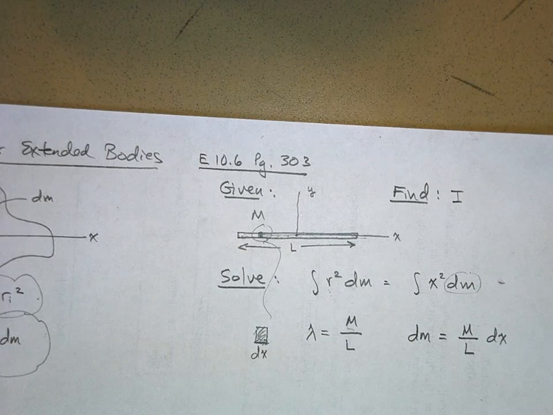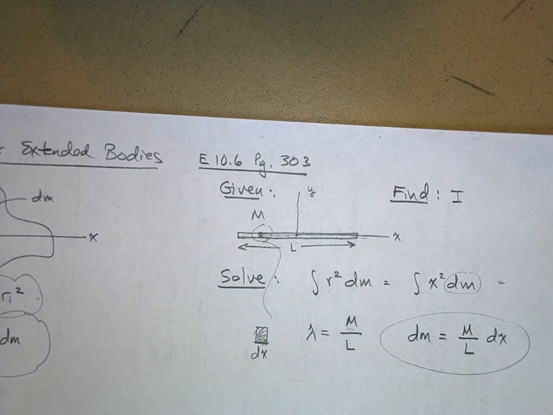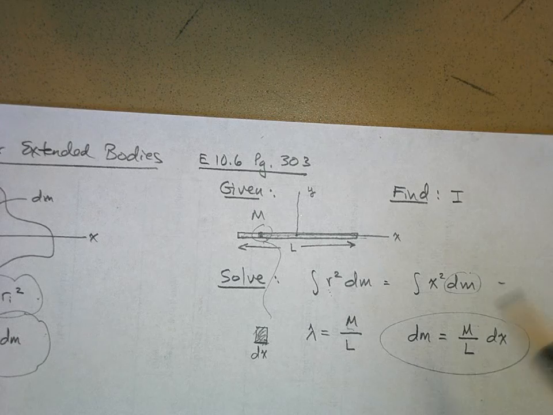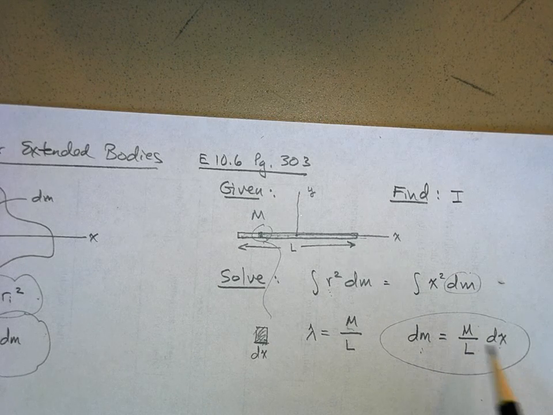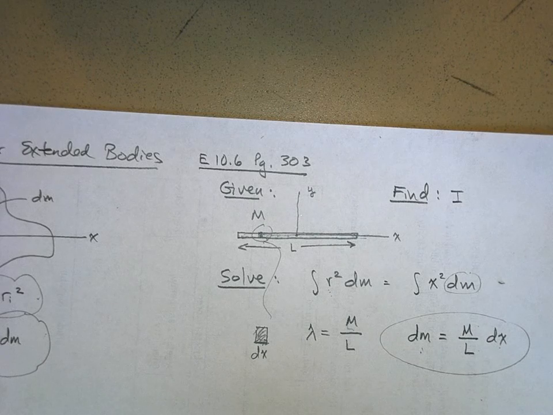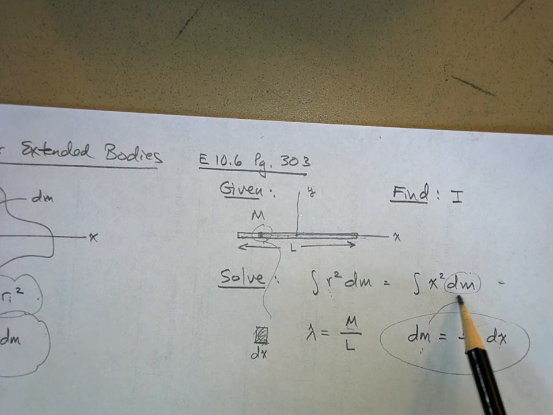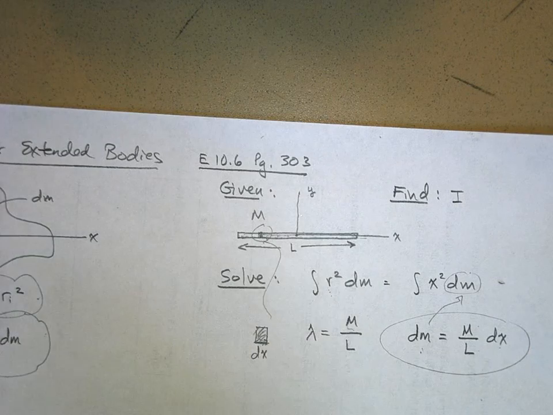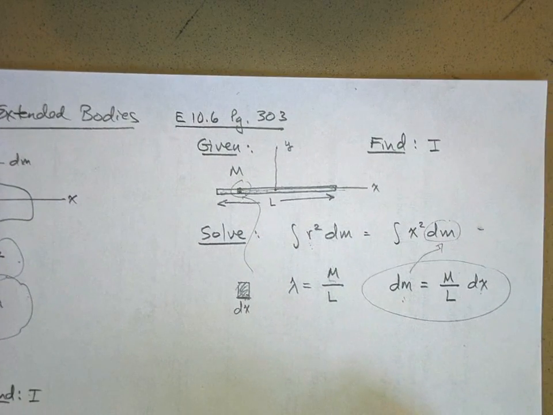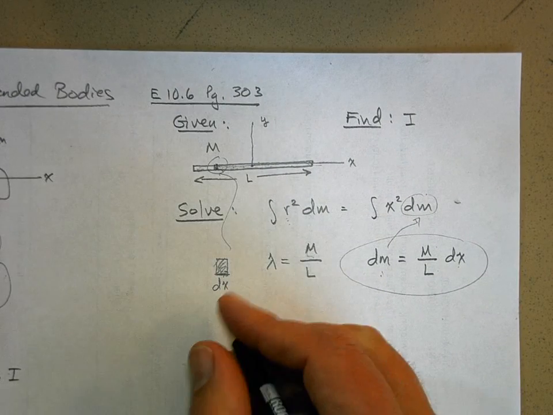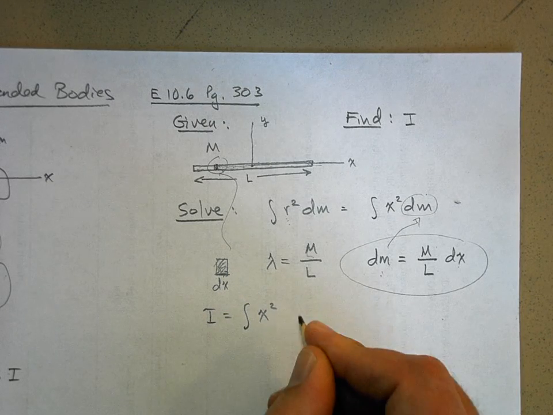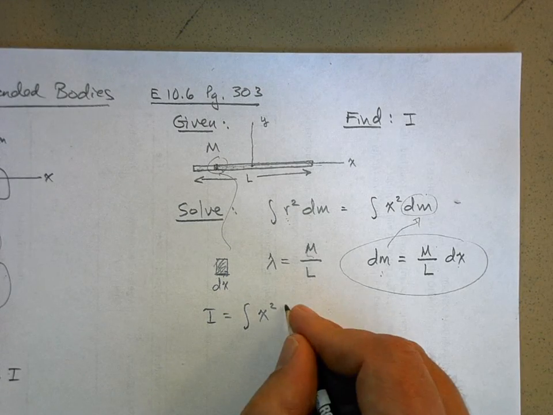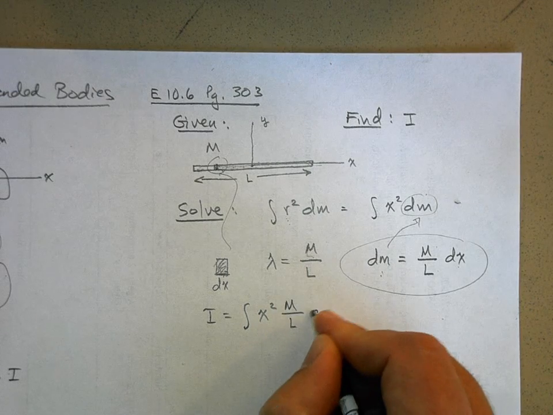Okay, so I've done it. I have successfully changed dm to dx, but I have to multiply it by the linear mass density. So I substitute this in here, and so I now get I is equal to the integral of x squared times dm, which is now m over L dx.